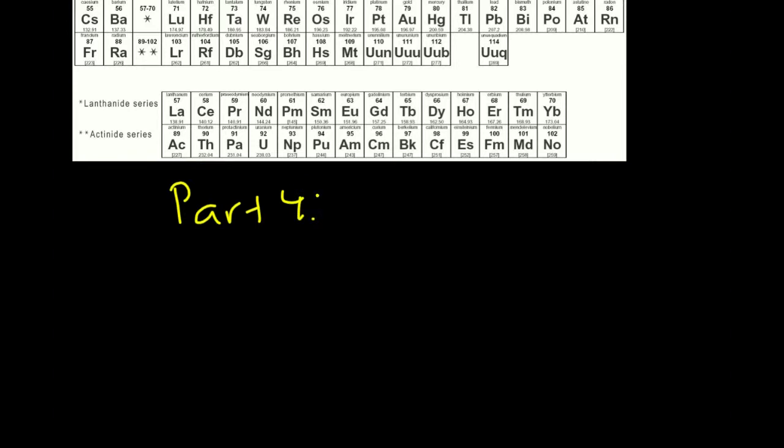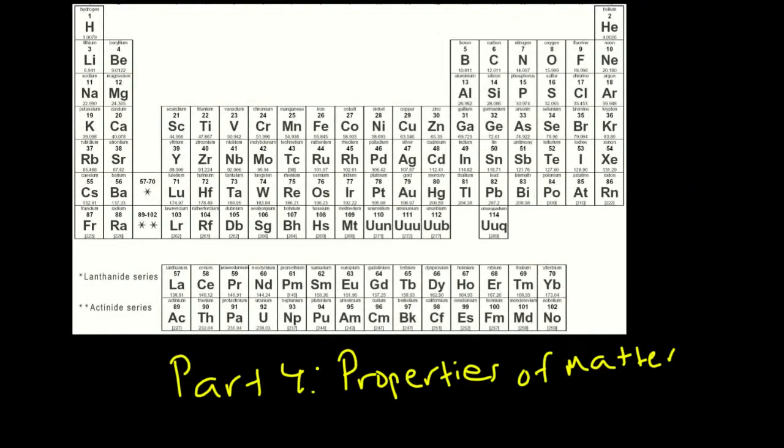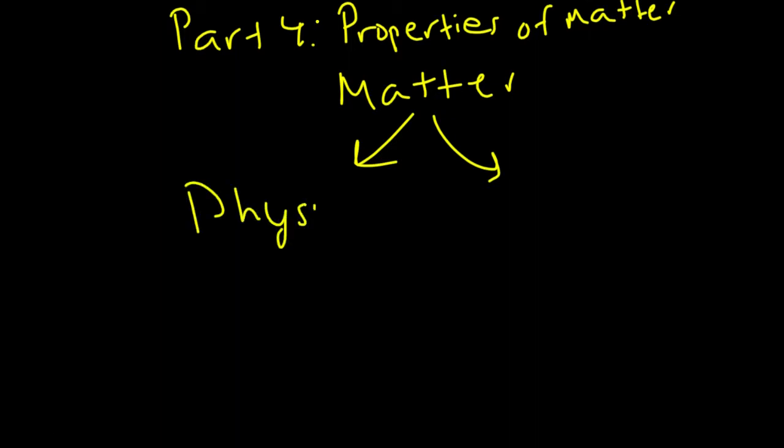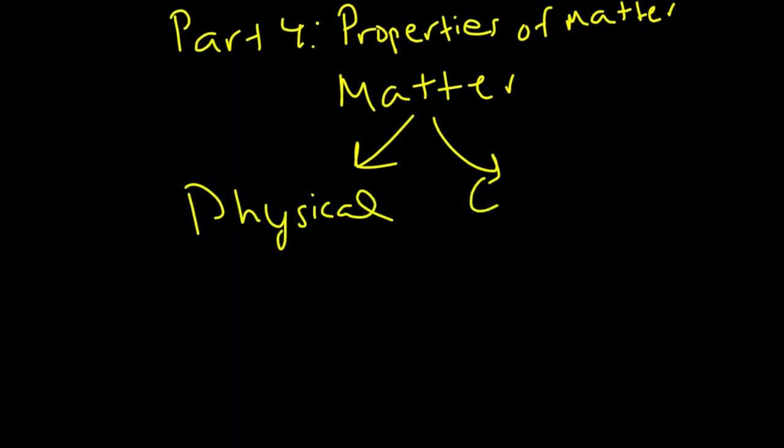In this part we're going to talk about the properties of matter. As you can see above me we have the periodic table, but again we're going to shrink it off and move on to properties of matter. Now, matter will always have two types of properties. It'll have physical and it'll have chemical. And I'm gonna do all the physical in that color and all the chemical in that color.